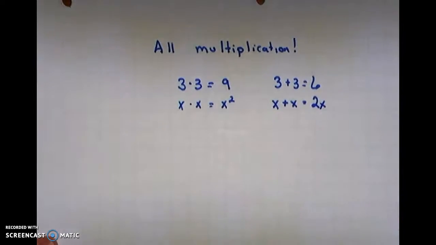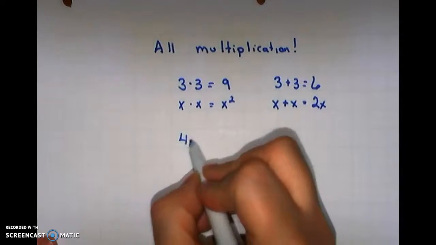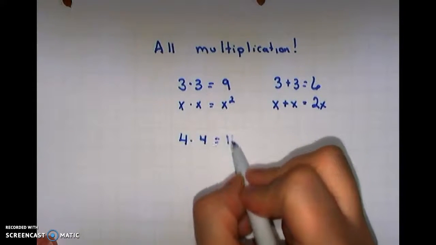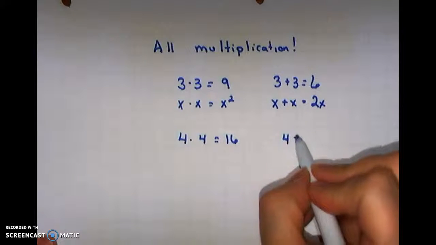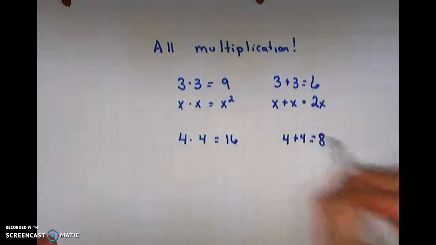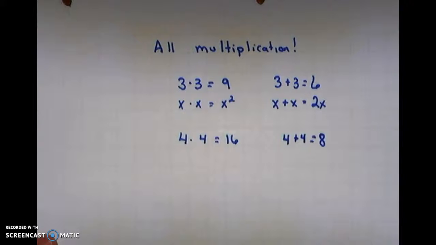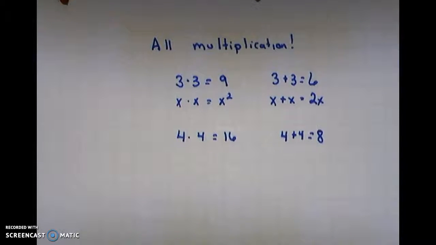Okay, let's just use one more example. 4 times 4, that's 16, but if we add 4 and 4, we get 8. Okay, so please understand that as we move forward. You're going to be hearing the words simplify and expand a lot.